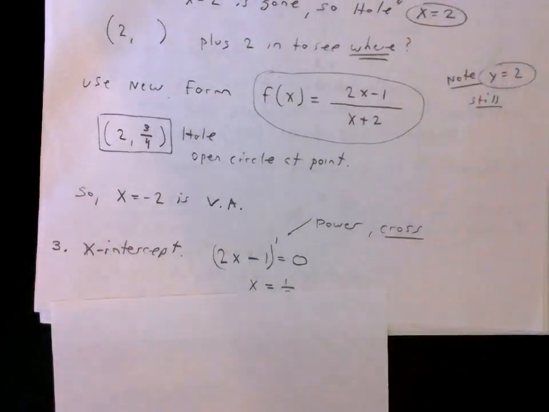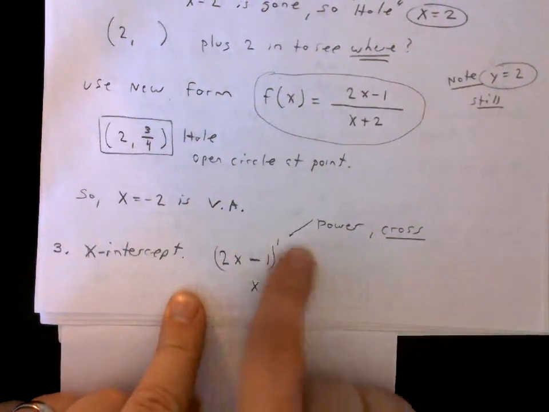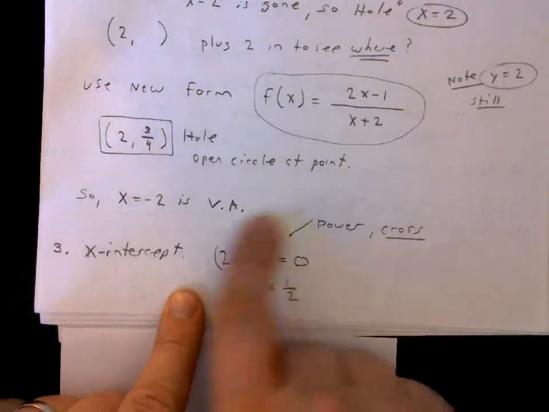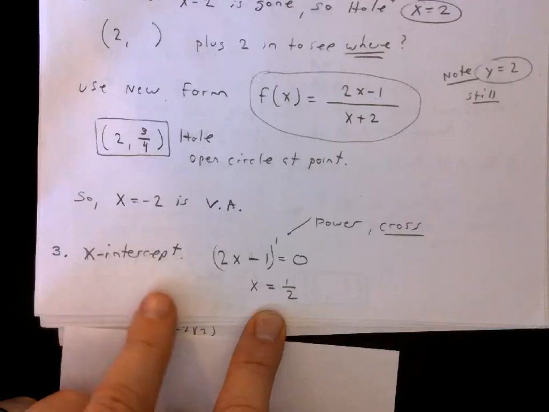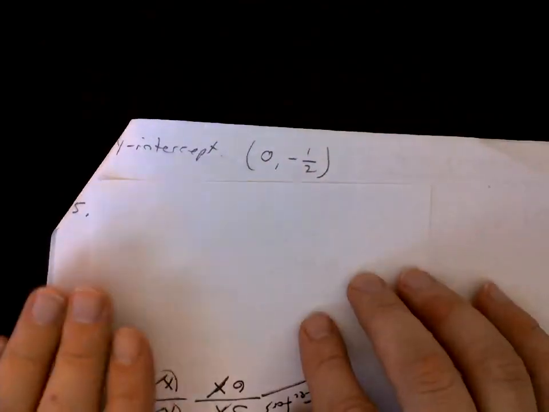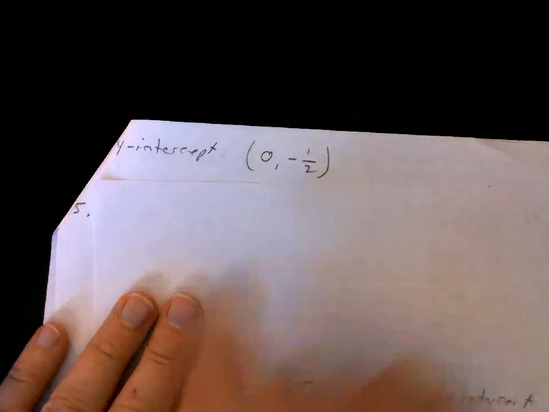Next, 3, x-intercepts. And remember, when we factored our form, this was our top number only. We don't have the x minus 2 anymore. It's just that 1. So that's our x-intercept. That's our only x-intercept at 1/2. Okay, step 4. Step 4 says find the y-intercept. Well, let x equal 0. We got -1/2.